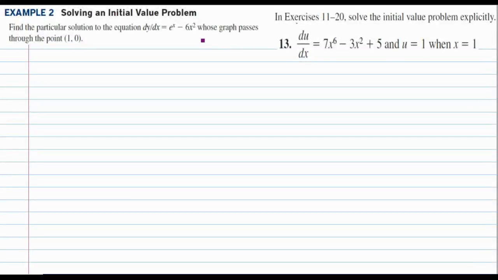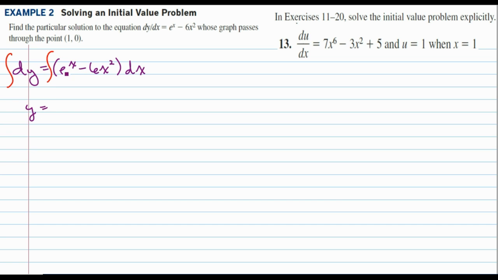This is the screencast for section 6.1, example 2. We're going to solve an initial value problem. So we're going to start off the same as example 1. Find the particular solution to the equation dy dx equals. So I'm going to multiply both sides by dx to get the differential dy. And now take the antiderivative of both sides.